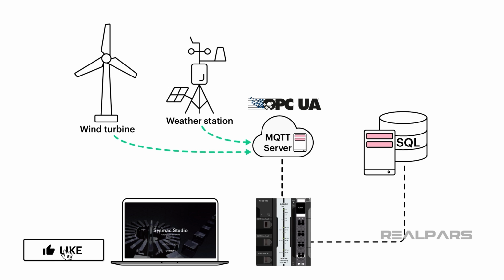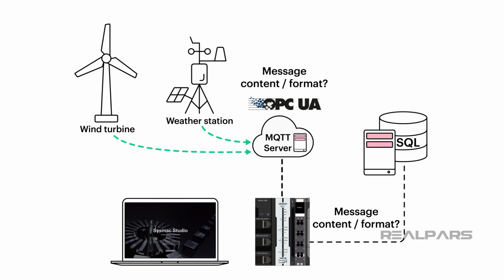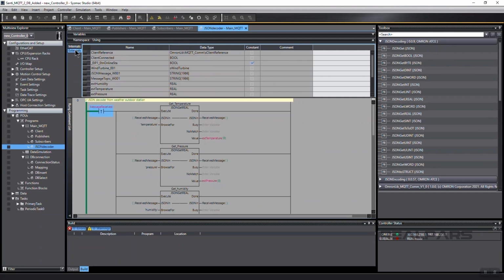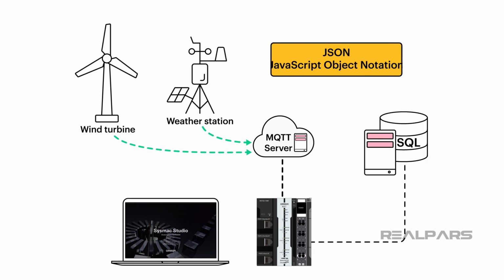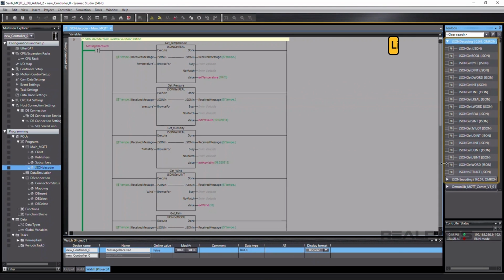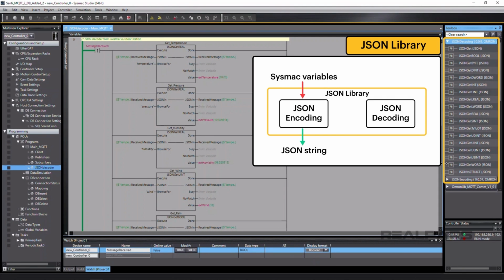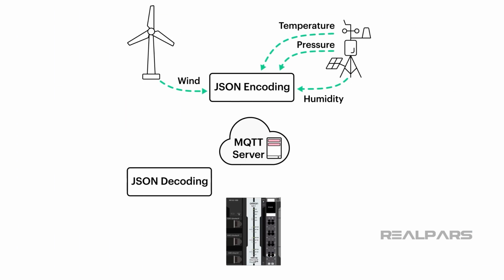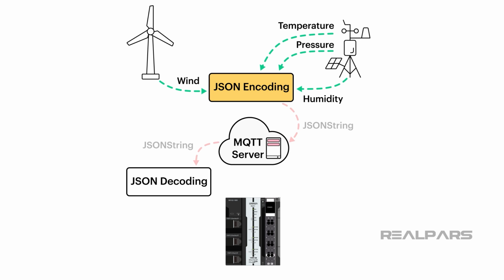Okay, so far we've discussed how Sysmac Studio facilitates the movement of messages, but we haven't discussed the message content or format. In our Sysmac Studio program, we use JSON for the data format. JSON, or JavaScript Object Notation, is a very popular data format with the IoT and can be used to exchange data via MQTT. Omron has created a JSON library to convert Sysmac variables to JSON string and to extract variables from a JSON string. Messages can be encoded with JSON at the source, communicated via MQTT, and decoded at the receiver using JSON.